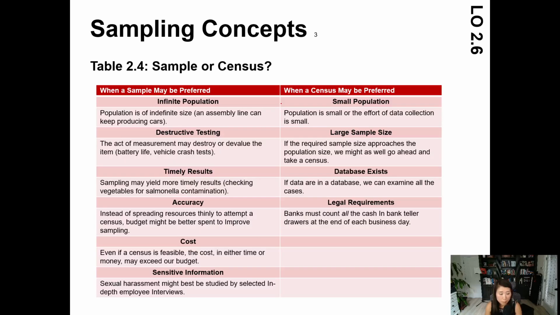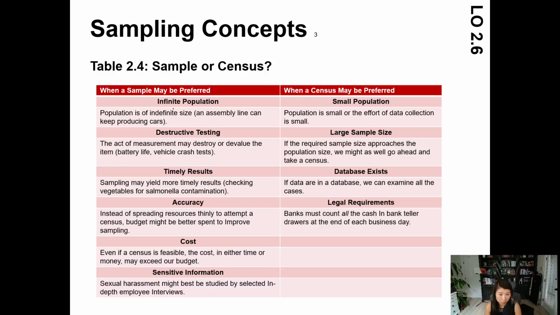Okay, so here this brings up the question: when should we consider using the sampling method? When should we use the census? So basically, when should we collect the data directly from the population? When should we just collect data from the sample? Here are some tips on when a sample may be preferred.